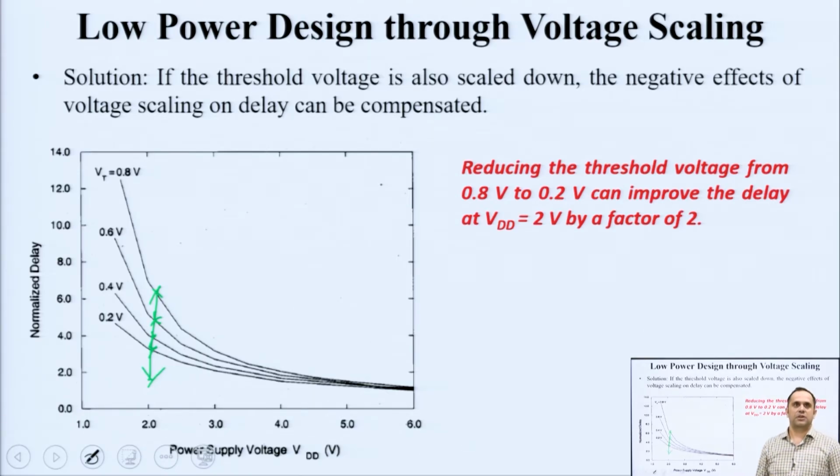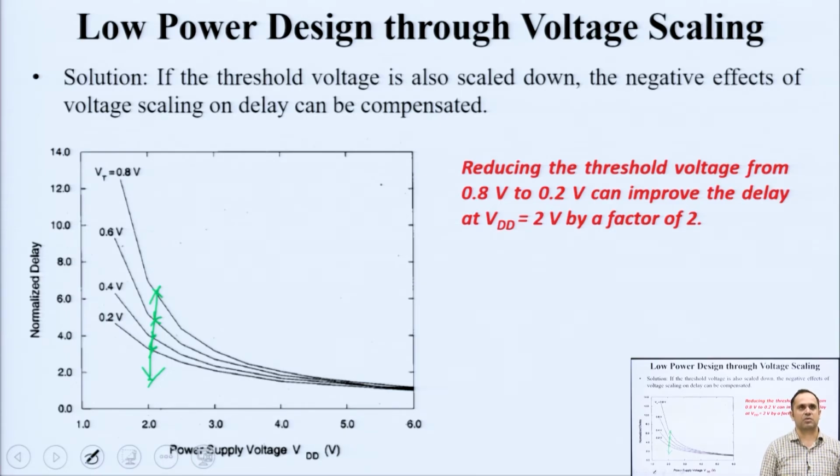Experimentally it has been found that if you reduce the threshold voltage, now I am talking about NMOS here, because I mentioned a positive value of threshold voltage, I am talking about an N type MOSFET. If I reduce the threshold voltage from 0.8 to 0.2 volt, it improves the delay at VDD equal to 2 volt by a factor of 2. Instead of focusing on the numbers, try to focus on the trend, because there are other parameters also like the device dimensions, geometry, architecture, and some electrical parameters, but the trend remains the same.